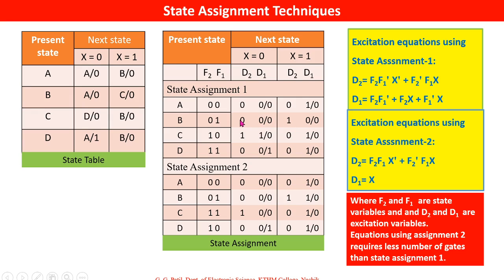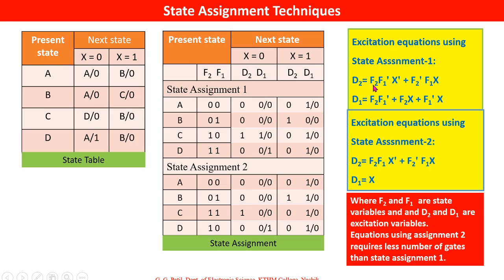So we'll write the equation for that D2. So how to write the equation? Here D2 is equal to, what are the input conditions? See, where F2 is 1, it will be taken as F2, and where 0 is present we'll take it as a bar or dash. So in this case the input conditions are to be taken like this: F2 F1 dash, and since x is 0 we'll take 0 as x dash.